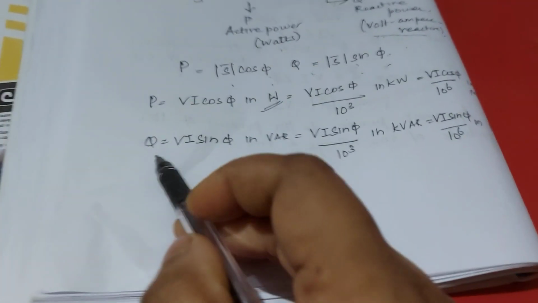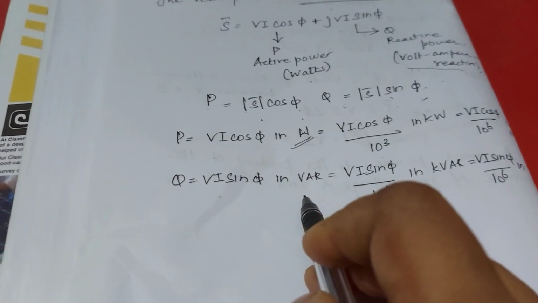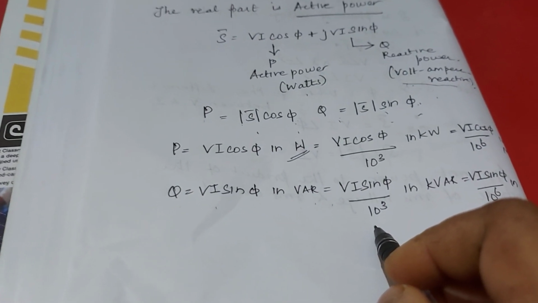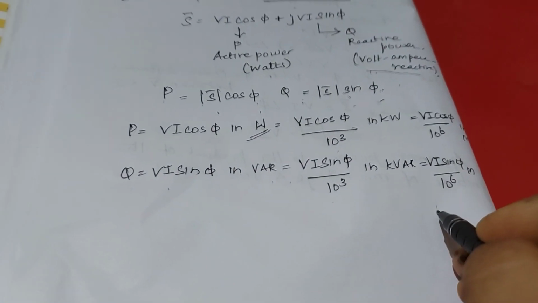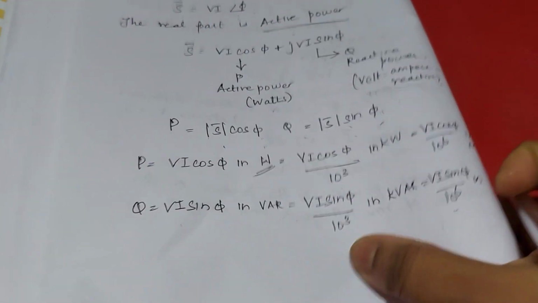Got it? Similarly, reactive power. Reactive power is VI sin phi in volt ampere reactive. If I want to measure in kilovolt ampere reactive, divide by 10 to the power 3. If I want to measure in megavolt ampere reactive, divide by 10 to the power 6.